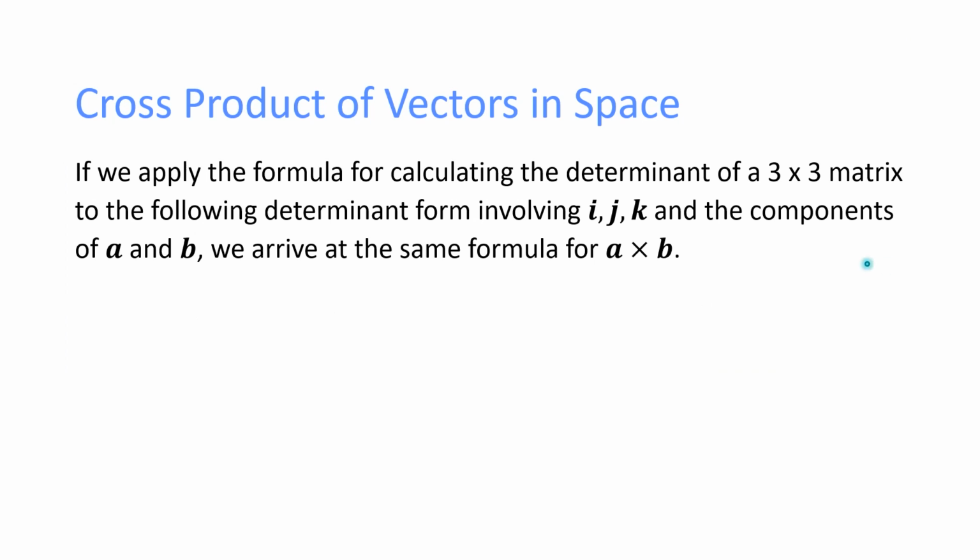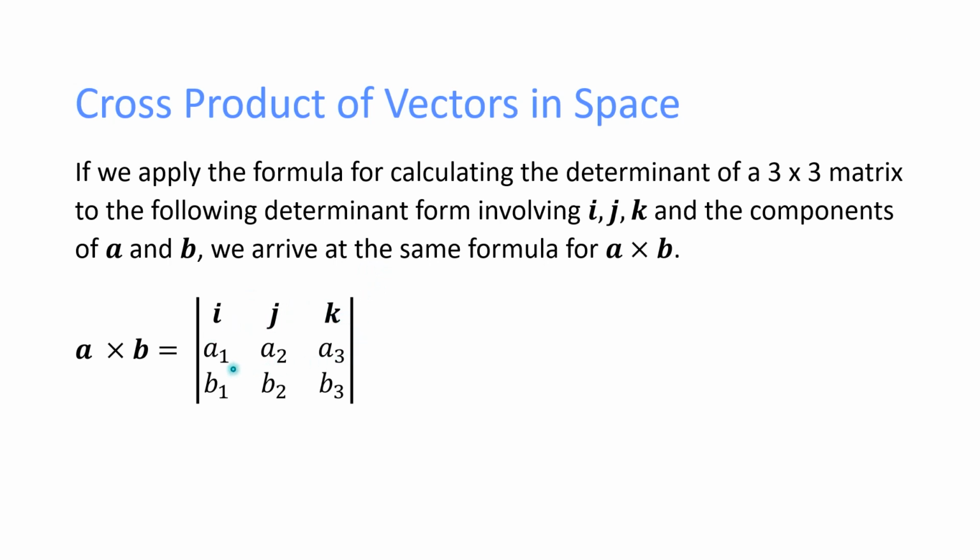If we apply the formula for calculating the determinant of a 3 by 3 matrix to the following determinant form involving i, j, k, and the components of A and B, we arrive at the same formula for A cross B. So A cross B equals, as you see in this diagram here, i, j, k.